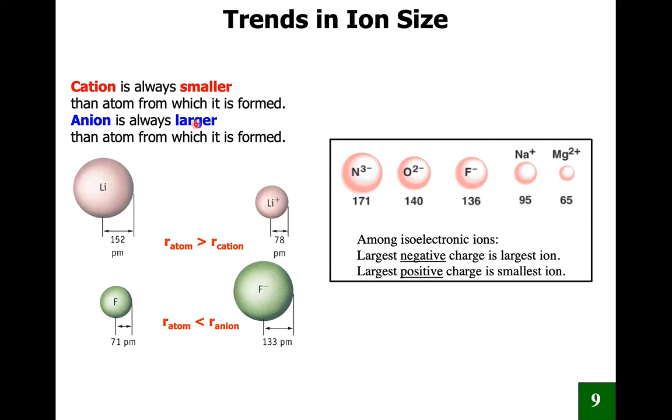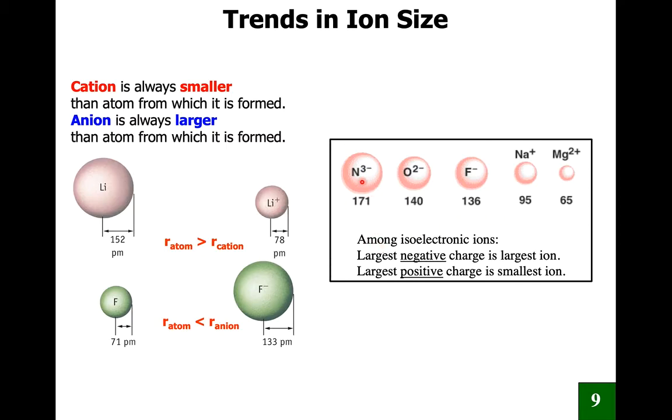And an anion is always larger than the atom from which it's formed. So fluoride is quite a bit larger than fluorine. Also always true, and that makes sense. We've added an electron to fluorine to make fluoride, and we've taken the outermost electron from lithium to make the lithium cation here.